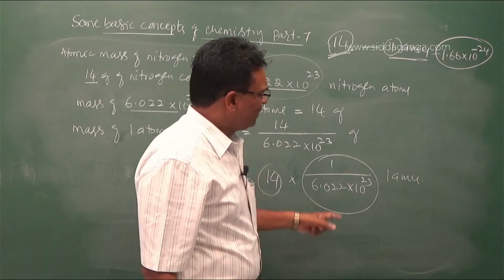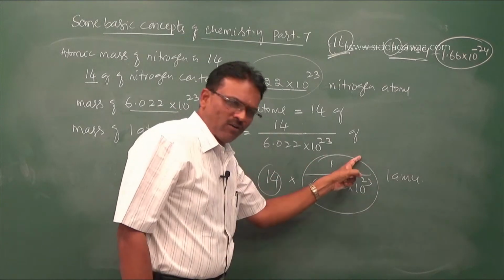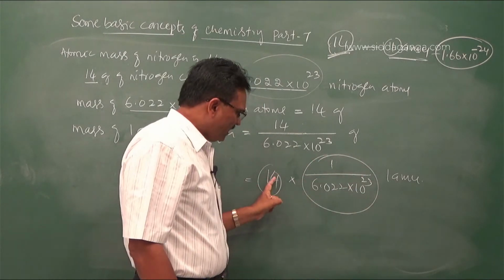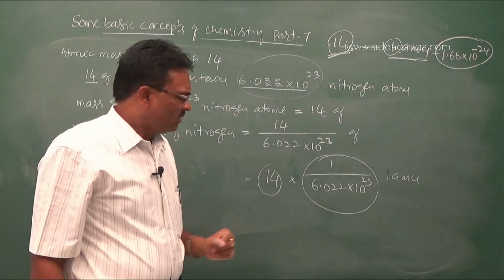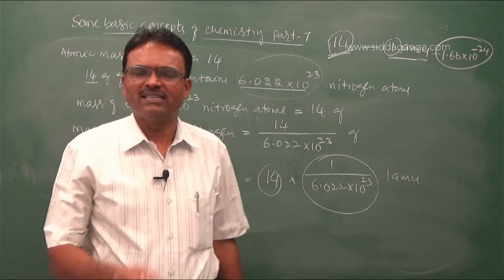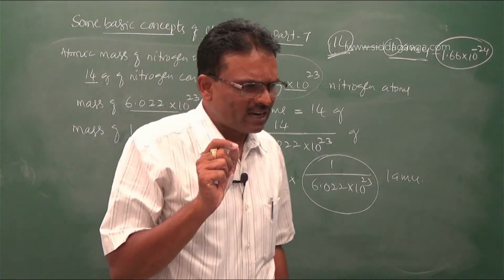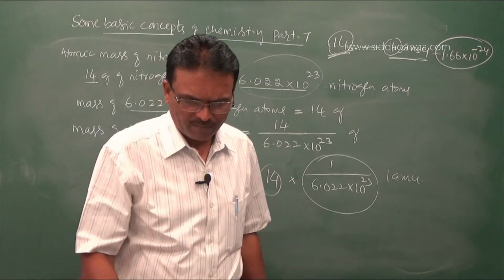Clear? So when 14 is compared to this value, 14 is heavier than 1 AMU. Hence atomic mass of nitrogen is 14. Clear? So understand these concepts clearly.